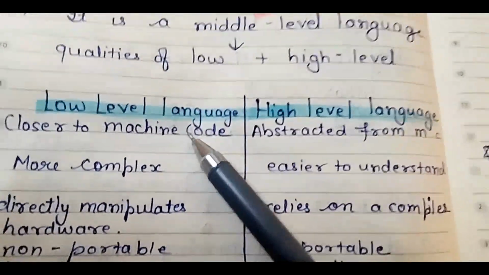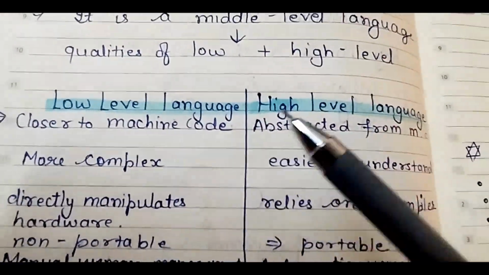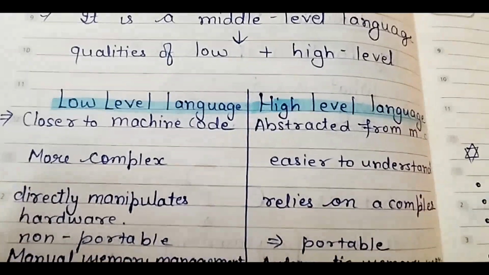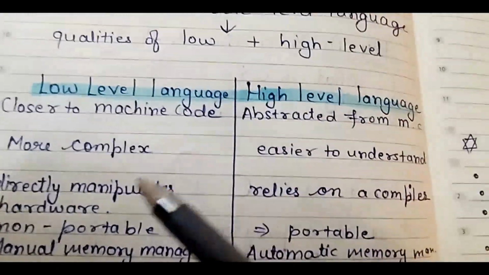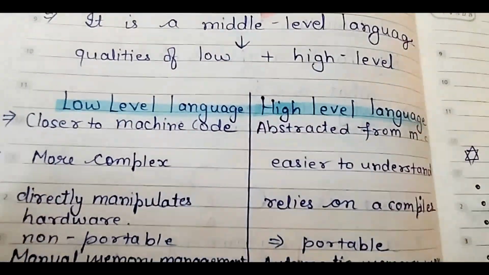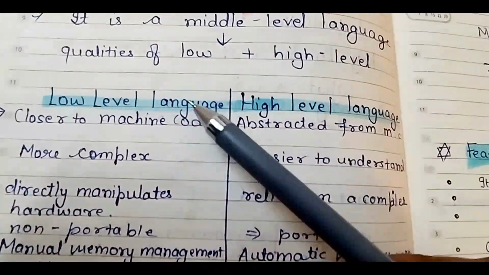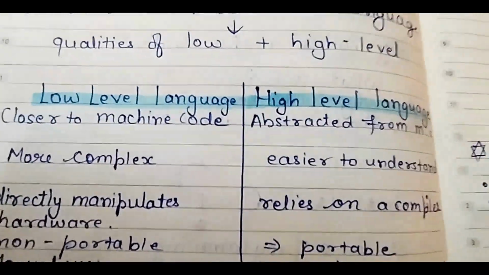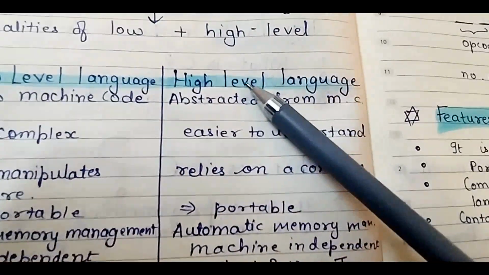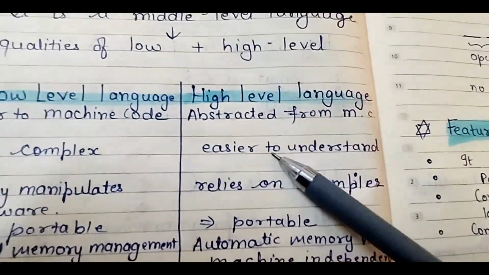Machine code, we all know, it is binary code like 0, 1, but we humans are not able to understand this very well. So machine code is much complex, and the languages that are close to machine code are also somewhat difficult to understand, while high level languages are easier to understand.